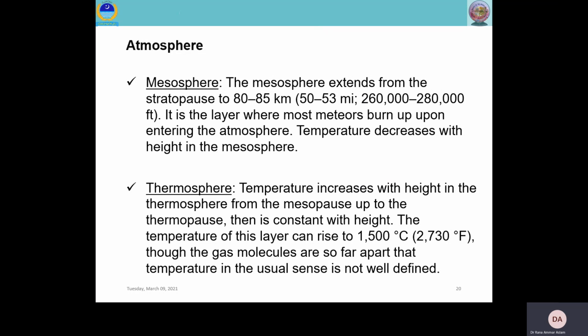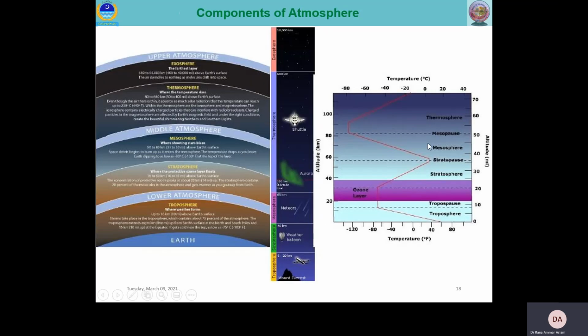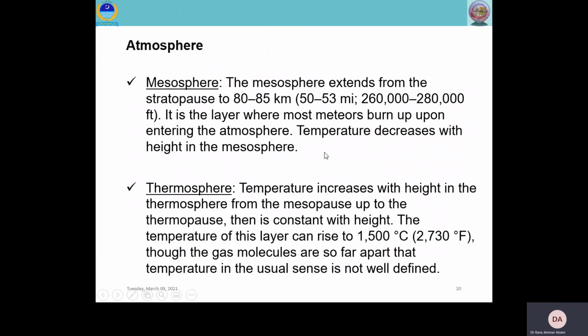In this layer, most of the meteors burn when they enter the atmosphere, and temperature decreases with height in the mesosphere. So the temperature is normally high at the start, and it decreases to minus 80 degrees Celsius, right? From 0 to minus 80 degrees Celsius.